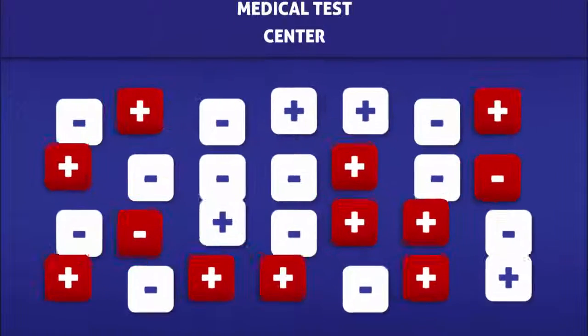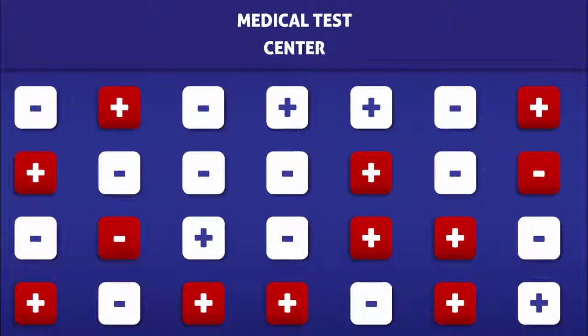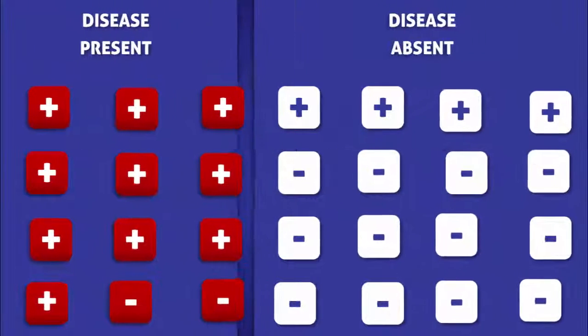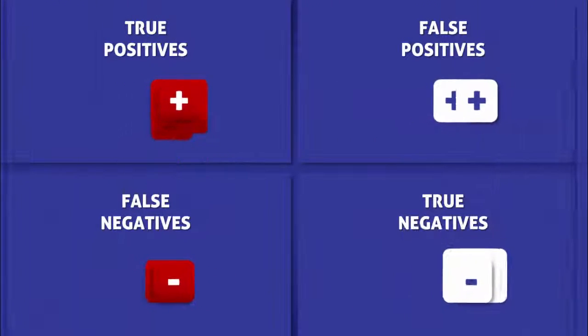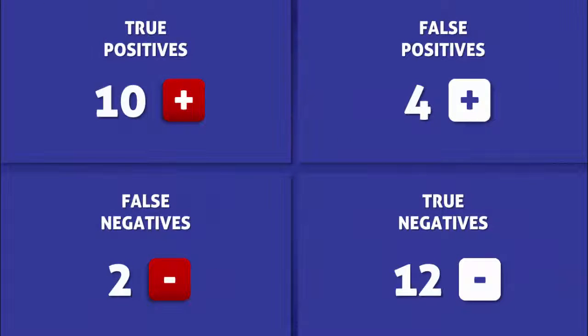To help us calculate the negative likelihood ratio, we are going to imagine that a group of people are being tested for a disease. The red squares represent people with the disease, and the white squares represent people without it. Counting the squares, we find that 10 people with the condition tested positive, whereas 2 people with the condition tested negative, and 12 people without the condition tested negative, whereas 4 people without the condition tested positive.